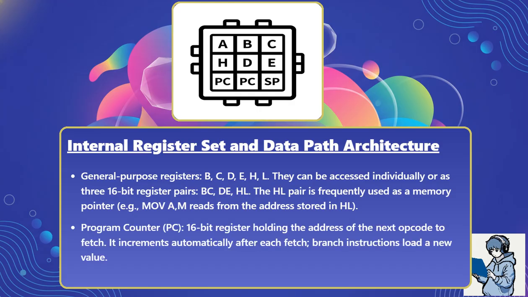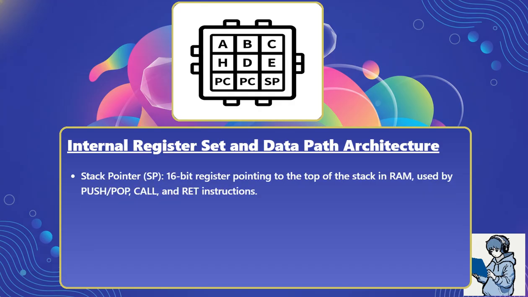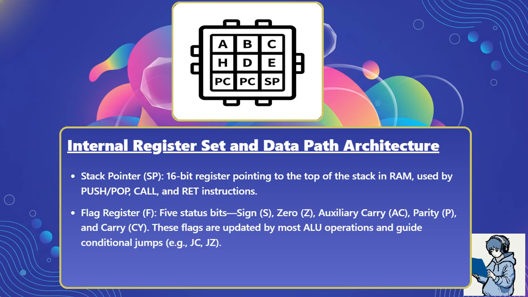Program counter, PC, is a 16-bit register holding the address of the next opcode to fetch. It increments automatically after each fetch. Branch instructions load a new value. Stack pointer, SP, is a 16-bit register pointing to the top of the stack in RAM, used by push, pop, call, and return instructions. Flag register F contains 5 status bits: sign, zero, auxiliary carry, parity, and carry.